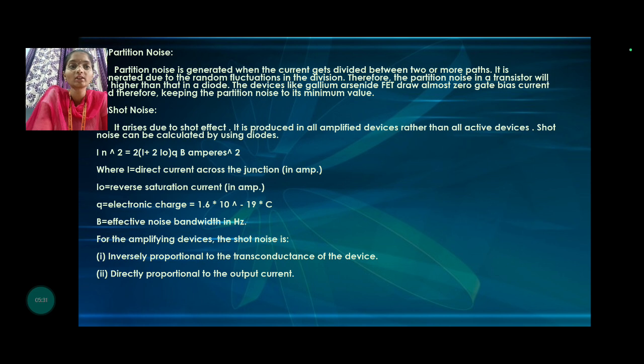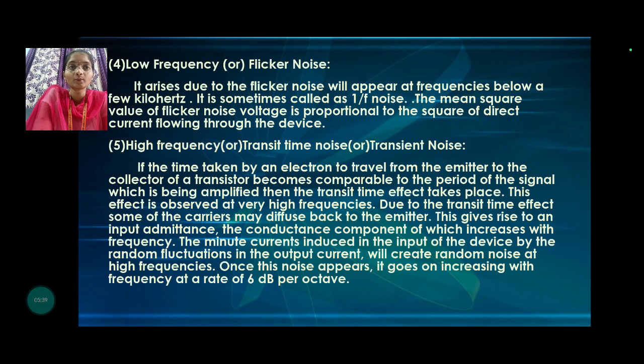For amplifying devices, the shot noise is inversely proportional to the transconductance of the device and directly proportional to the output current. When it comes to low frequency, it is also known as flicker noise. It arises and appears at frequencies below a few kilohertz. It is sometimes called 1 by f noise. The mean square value of flicker noise voltage is proportional to the square of the direct current flowing through the device.